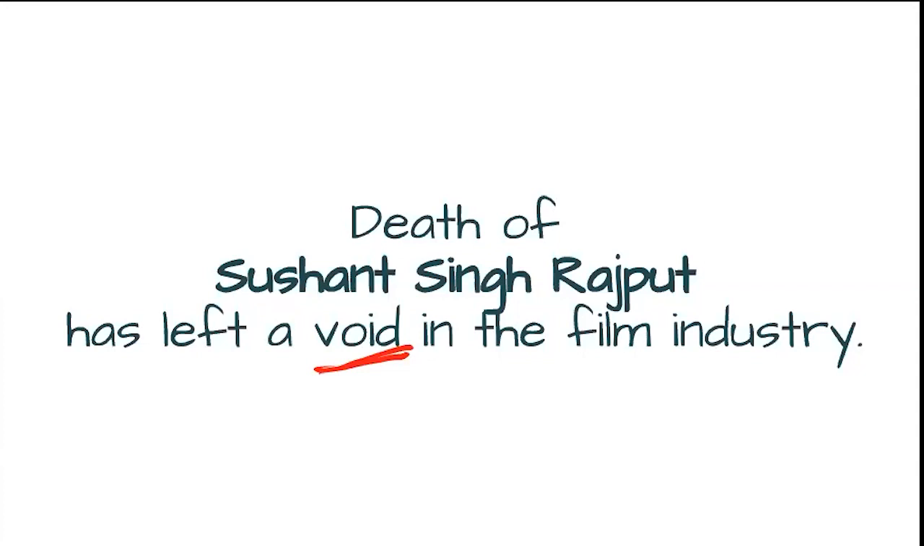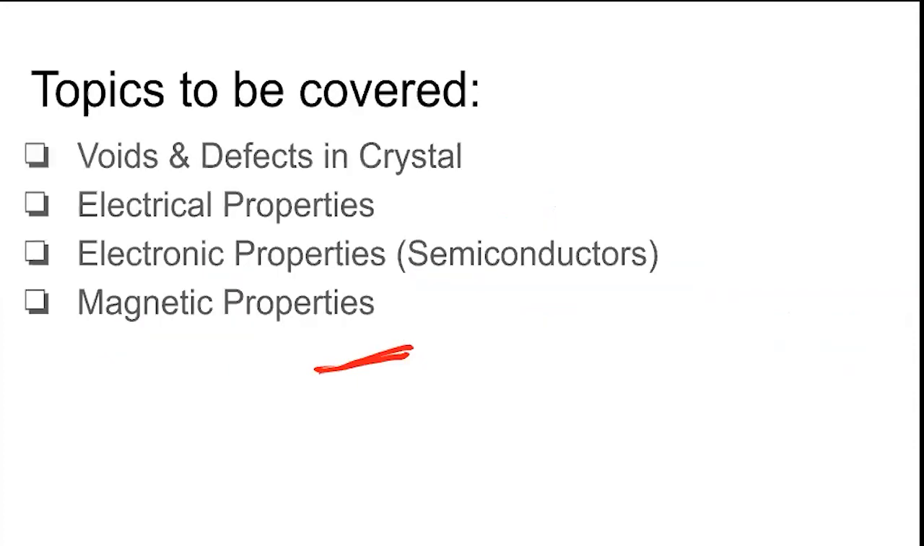So in this lecture, we are going to study about voids and defects in crystals. Voids are created naturally. It is not something we introduce. It's created naturally because of atomic arrangement. There has to be space. Then we'll discuss the electrical properties, how the atomic structure affects and influences them.